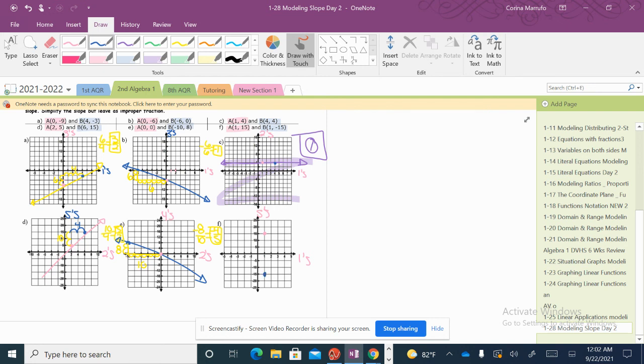So 5, 10, 15. Now this time I have a vertical line. Remember, whenever you have a vertical line, it is undefined. So my slope here, you can make a U for undefined.